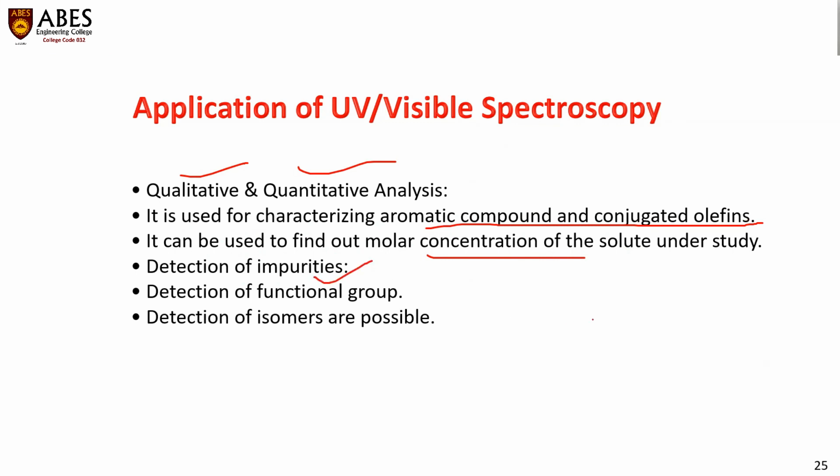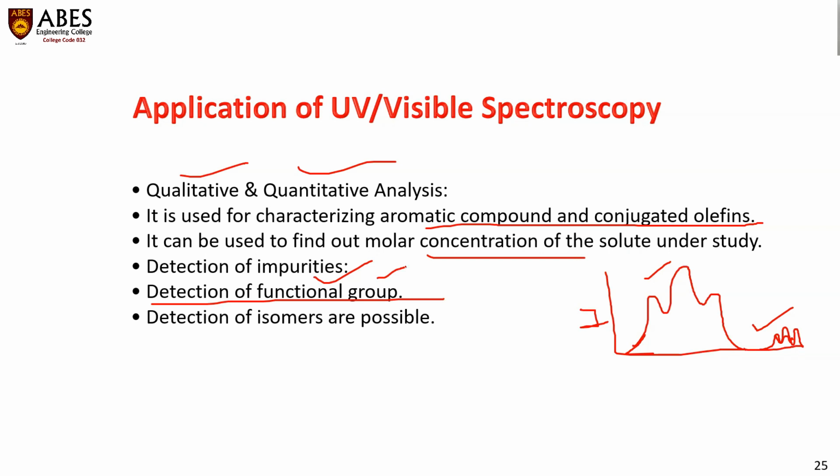Detection of impurities. When we discuss the spectrum of a sample, if another peak is observed in the spectrum, we can conclude that there is some impurity present in our sample. Every sample has a characteristic spectrum. If these characteristics do not match with the given recorded spectra, that means our sample has impurities. Detection of functional group: every functional group has a characteristic spectrum. Detection of isomers is possible.